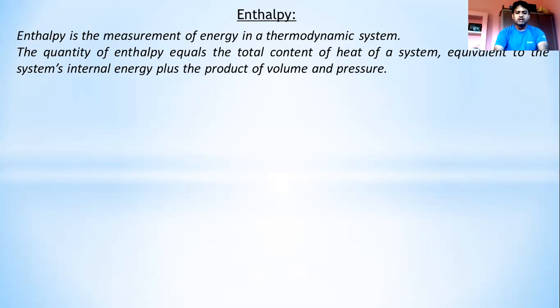For PV work done at constant volume, what will happen? Del U equals Q plus W, and we know that W equals minus the integration from V1 to V2 of P external dV. At constant volume, dV equals 0, so W equals 0. Del U equals Q sub V. That means the change in internal energy is equal to the heat absorbed by the system at constant volume.